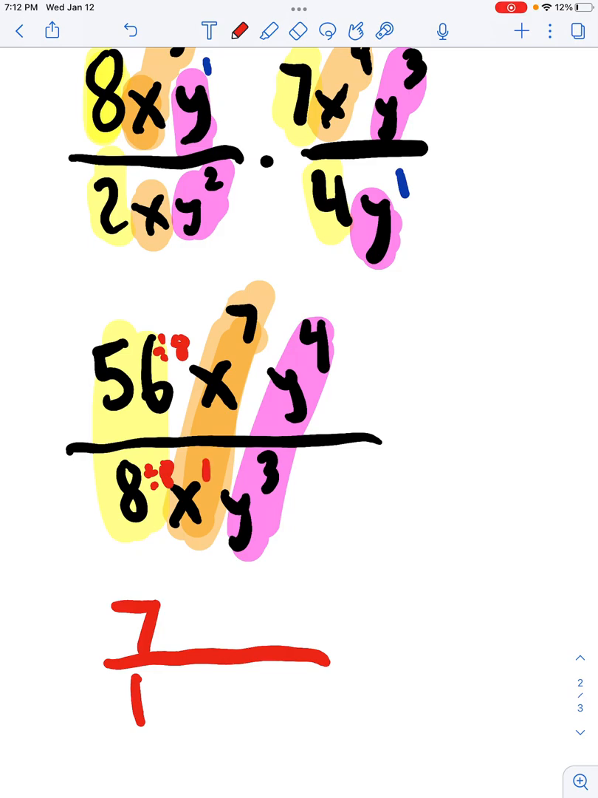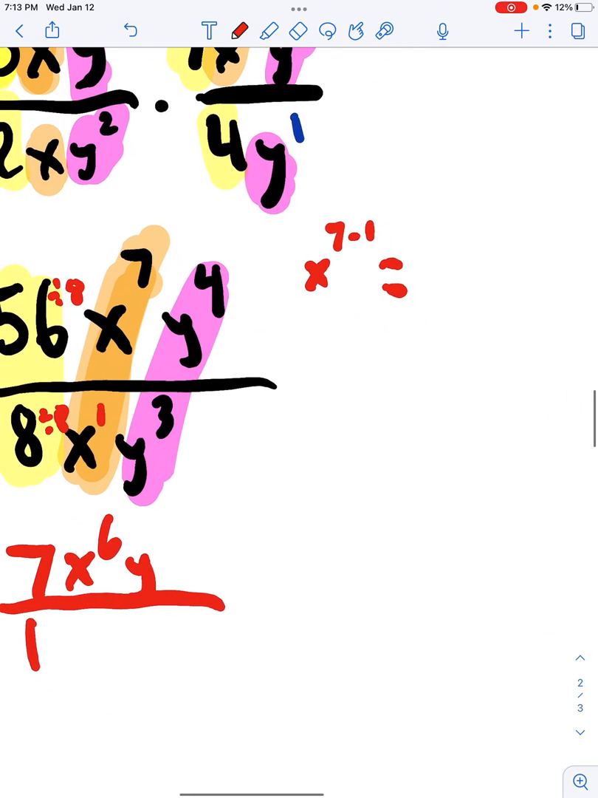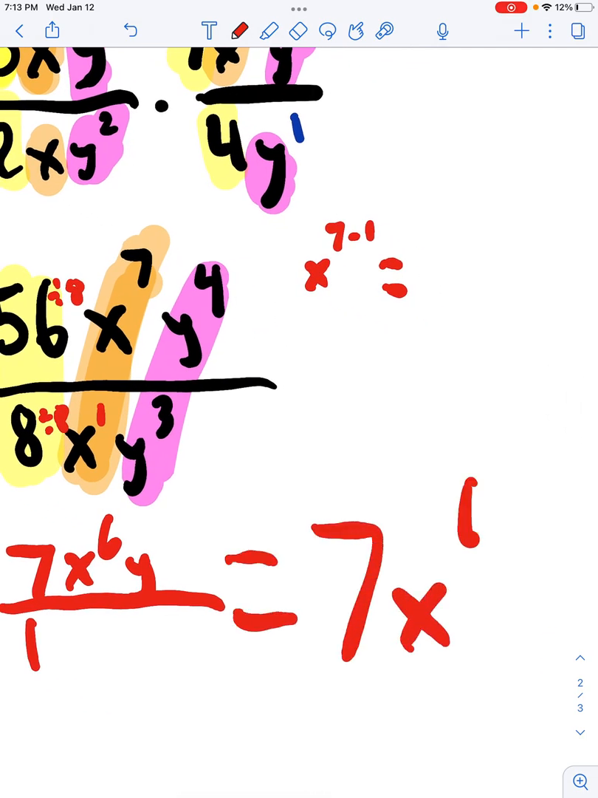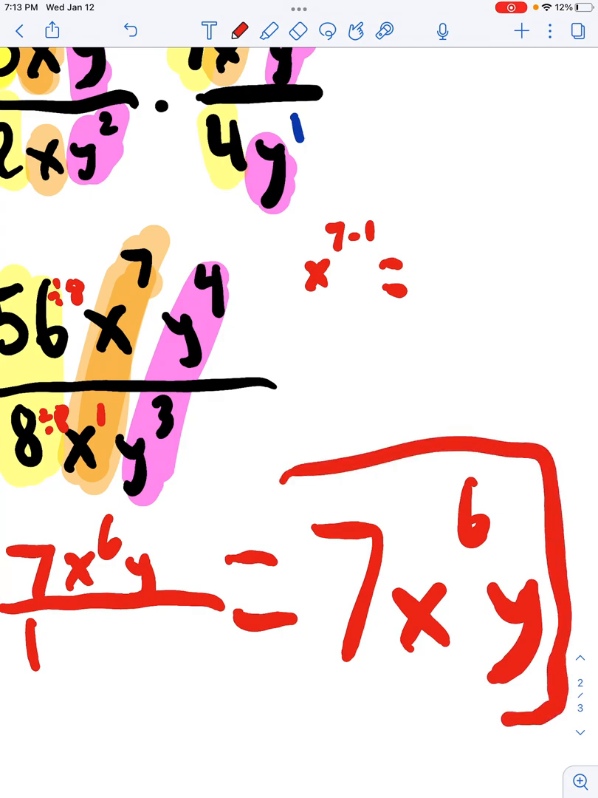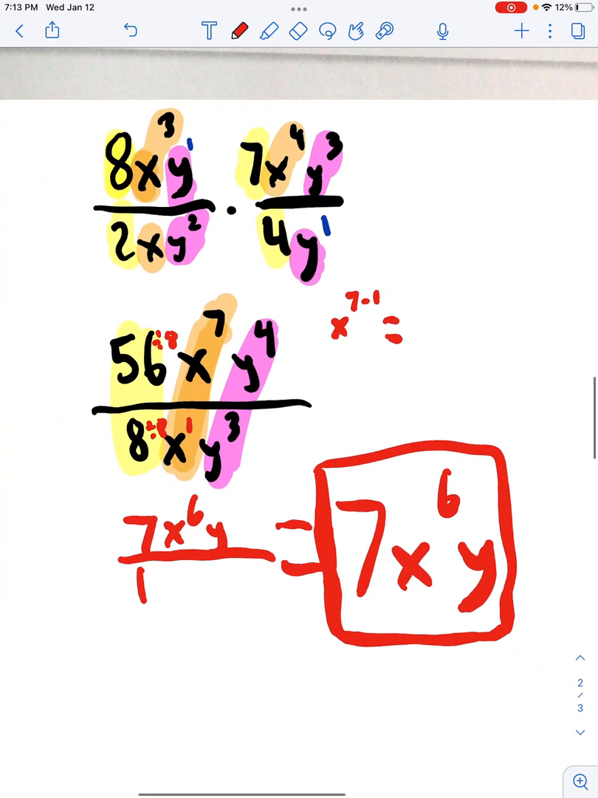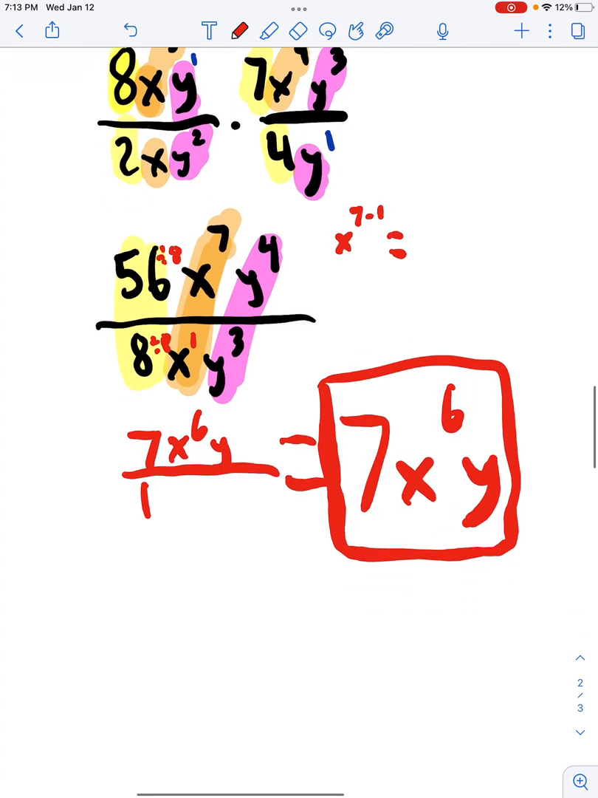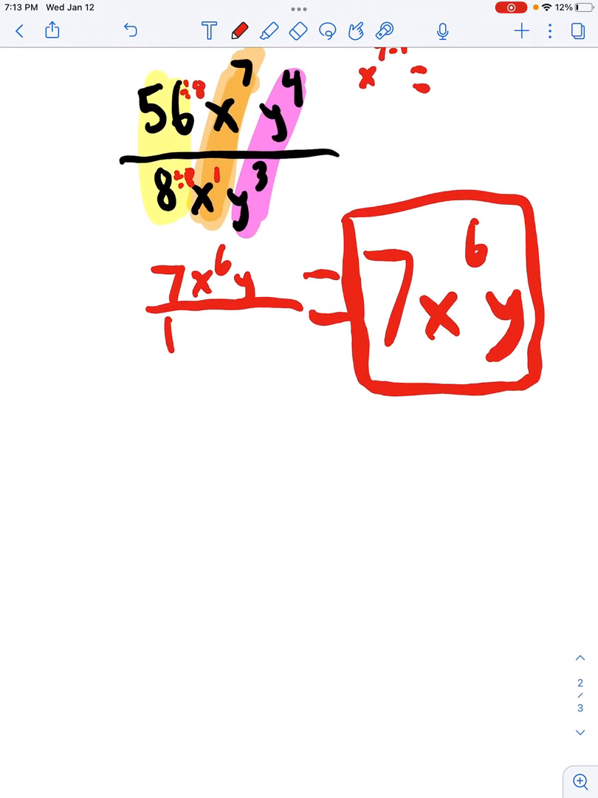We don't need it. X to the 7th divided by x to the 1st. That's like saying 7 minus 1. So I'm going to have x to the 6th on top. And then y to the 4th over y to the 3rd. 4 minus 3 is 1. So I'm just left with y. So really, I could write this as 7x to the 6th y. Because that divided by 1 doesn't change the problem. Okay.